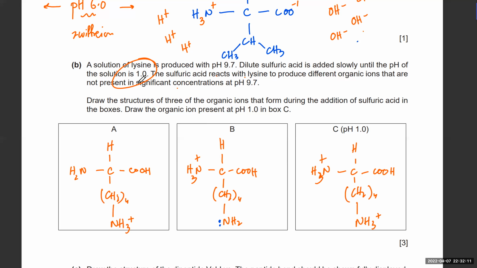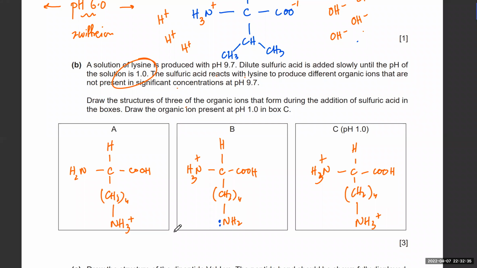So he's saying draw the structure of the 3 organic ions that are formed during the addition of sulfuric acid. So first, either one of the H plus 1 gains, so that's 2 different ions, and that's probably the third ion. To get pH 1, that's extremely acidic, so both of them would end up gaining H plus ions. So I think that's this one.